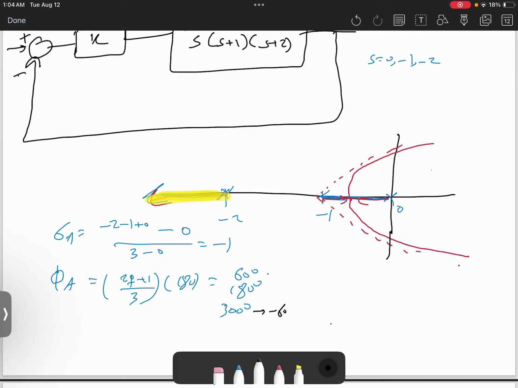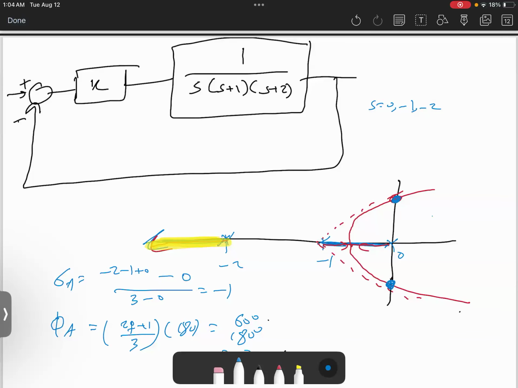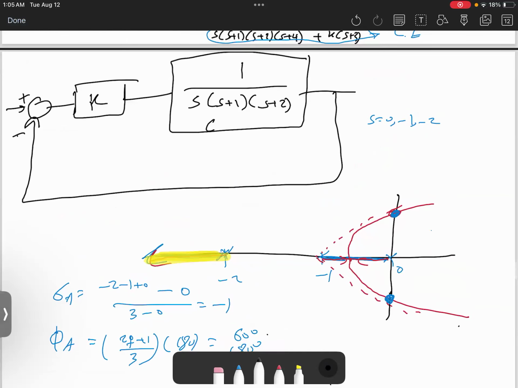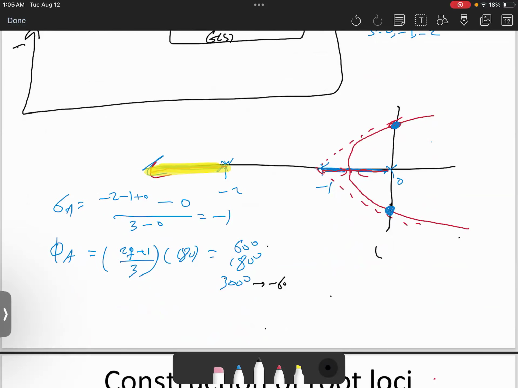Now the next thing is to identify at what value of k there will be a marginal stable system, and what is the location of that. In order to identify that, let's first find the closed loop transfer function, then find its characteristic equation. If we assume this is g of s, the closed loop transfer function will be k g of s over 1 plus k g of s. This is c of s over r of s.